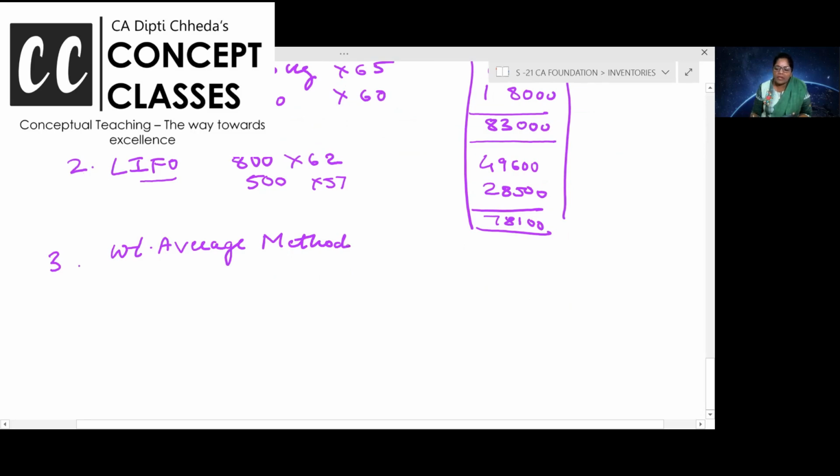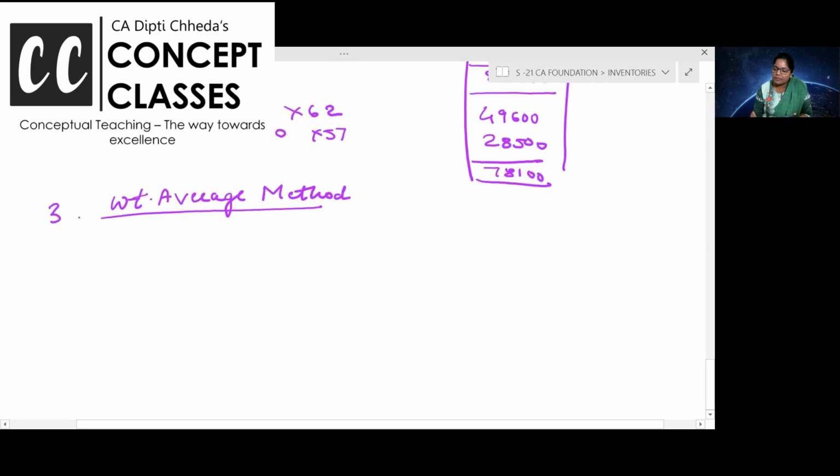Weighted average method, do it separately, quantity into price and so on. So we will first do total purchase divided by total quantity. Yes, that will give you the average price. It's a very easy problem. Write down.